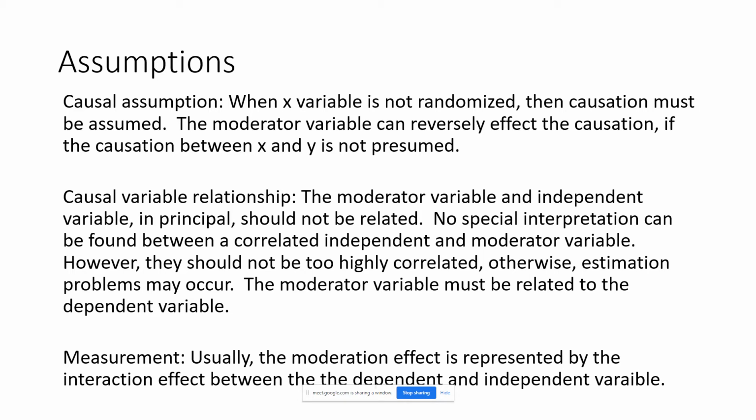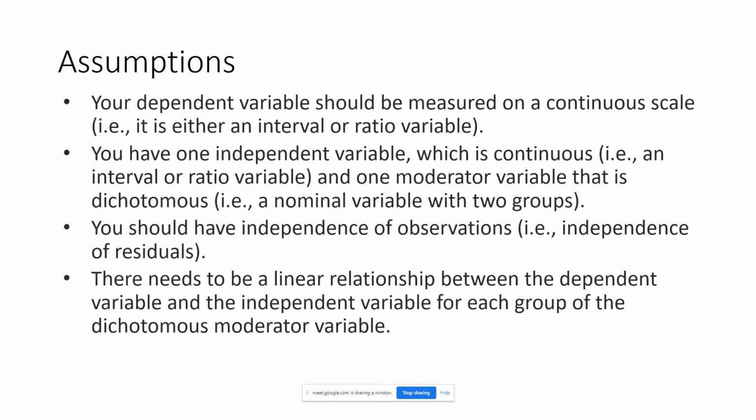Let's have another set of assumptions. Your independent variable should be measured on a continuous scale, so it's either interval or ratio. The dependent variable should also be measured on a continuous scale. For example, variables that meet this criterion are revision time measured in hours, intelligence, exam performance, weight, and so forth.